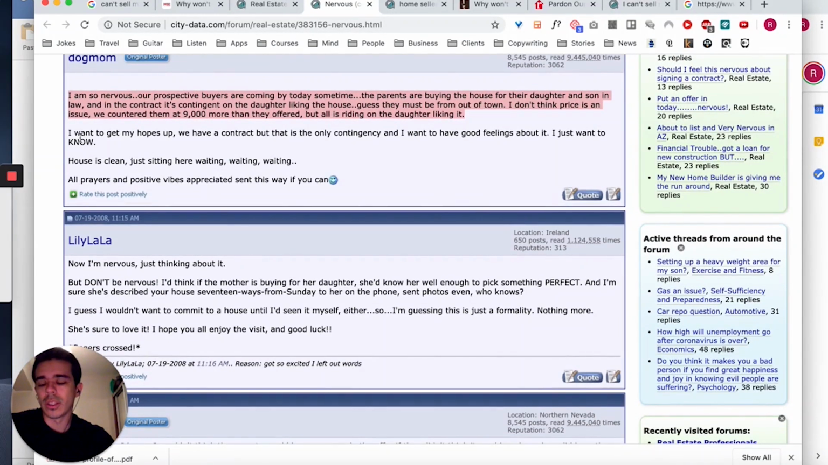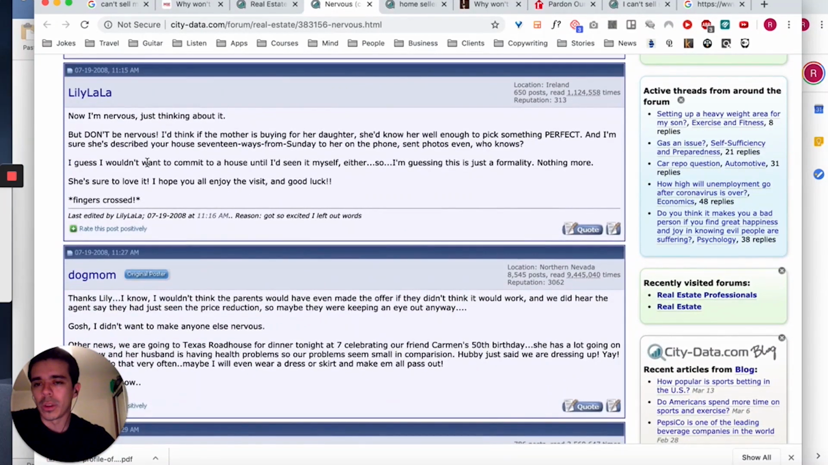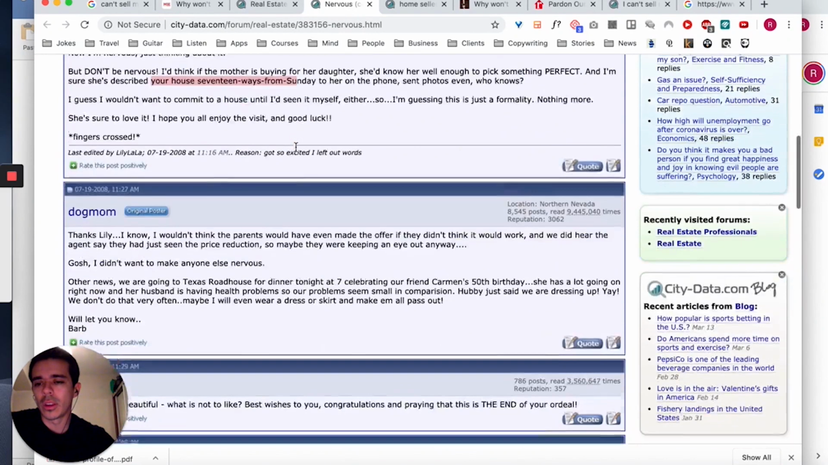The house is clean. See, it keeps her up at night. Everything's perfect, but there's that thing in there. Everything else is great. Now I'm nervous just thinking about it, but don't be nervous. I think the mother is buying for her daughter. She'd know her well enough to pick something perfect, and I'm sure she's described your house a million times.